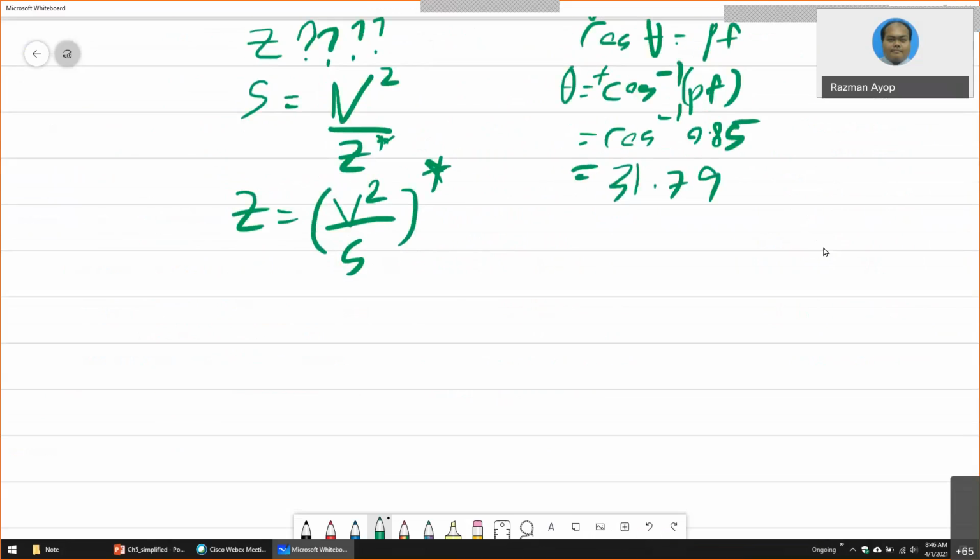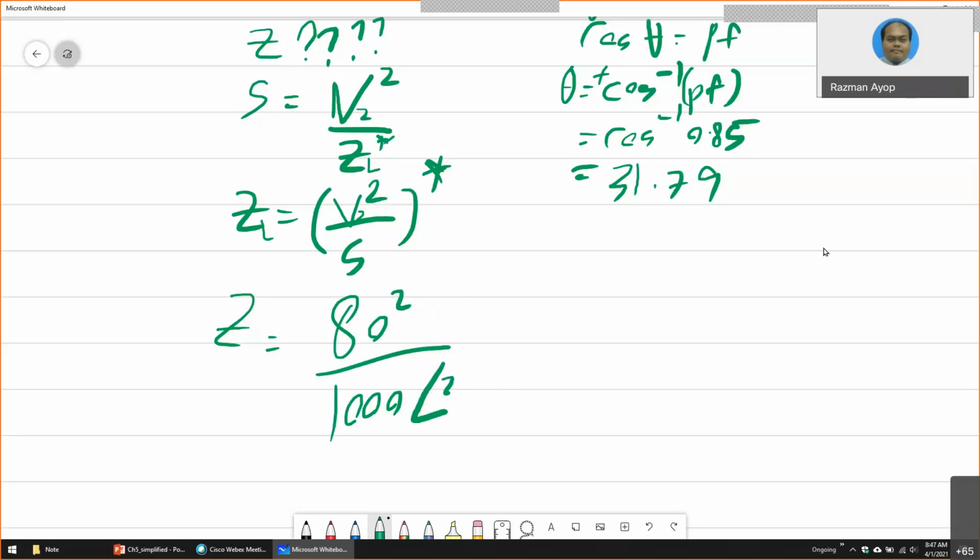So use this formula. Z equals V2 squared over S. For this we use the V2. Z is ZL, right? So V2 is 80, right? 80 squared. And remember, don't put any angle when it comes to square. And then divide by S, which is 1000, with the angle 31.79.